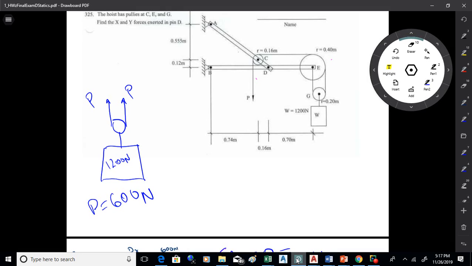So the next step here on this problem is to break it up into pieces. What we'd like to do is draw up free body diagrams of each of the pieces. So we've got ACD, and then we've got BDE. So let's have a look.